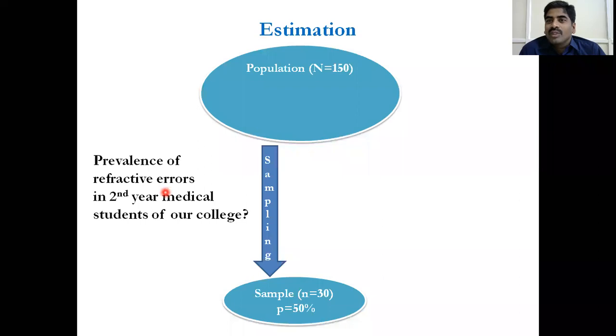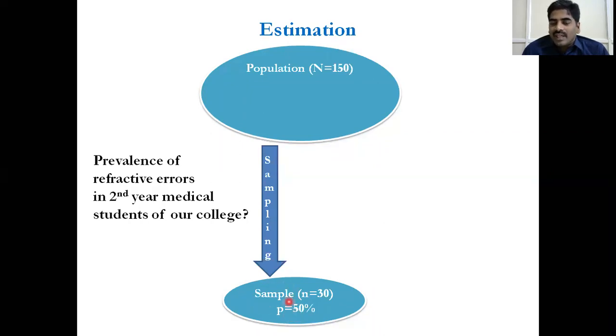I'm not talking about the procedure of refractive errors. Whether the student has refractive errors or not, yes or no. That is the data I'm collecting from the student, so it comes under qualitative data. Okay. So out of 30 students, 15 students had refractive errors. So 15 by 30 is equal to 50%.